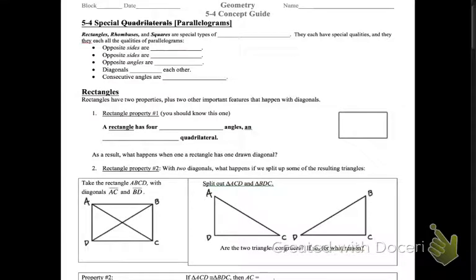All right, welcome to part 2 of our concept guide about special quadrilaterals.